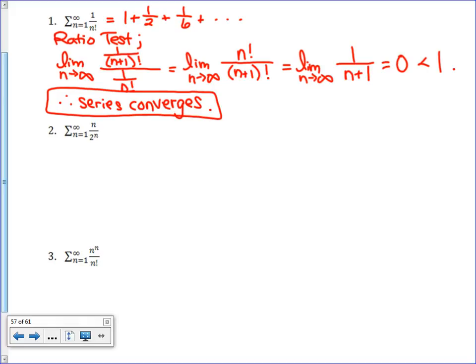Okay, how about number 2? What do you think? Root test or ratio test? Ratio. Want to try ratio? Okay. If we try ratio test. First of all, positive? Yeah, 1 over 2 to the 1, 2 over 2 to the 2. Yeah, good. Positive. Okay. Ratio test. Limit as n goes to infinity of n plus 1 over 2 to the n plus 1, all over n over 2 to the n.